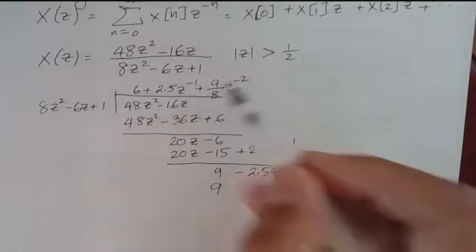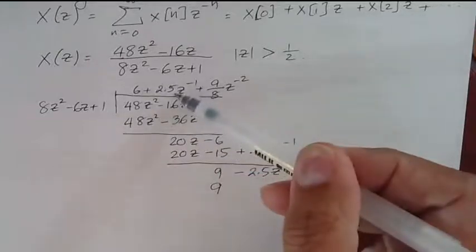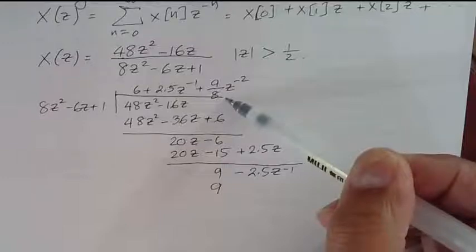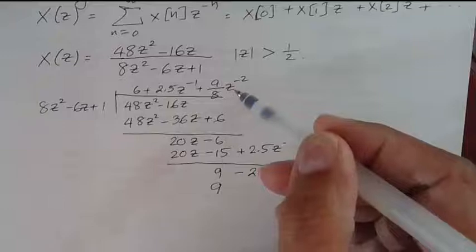But you can see how this is going. The first x of 0 will be 6, x of 1 will be 2.5, x of 2 will be 9 over 8, etc. Is that really what we got?